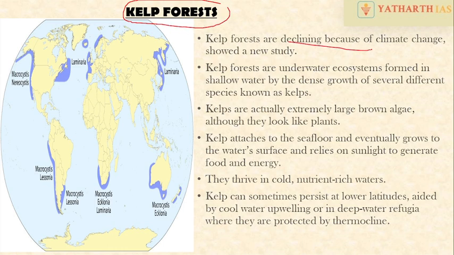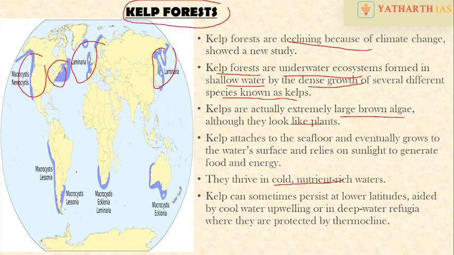They are declining because of climate change, as shown by a new study. These kelp forests are underwater ecosystems formed in the shallow water by the dense growth of several kinds of species known as kelps. They are actually extremely large brown algae. Although they look like plants, the kelp attaches to the sea floor and eventually grows to the water surface, and relies on sunlight to generate food and energy. They thrive in cold, nutrient-rich water. So you can see the kelp forest in the cold, nutrient-rich waters of different parts of the globe, right?